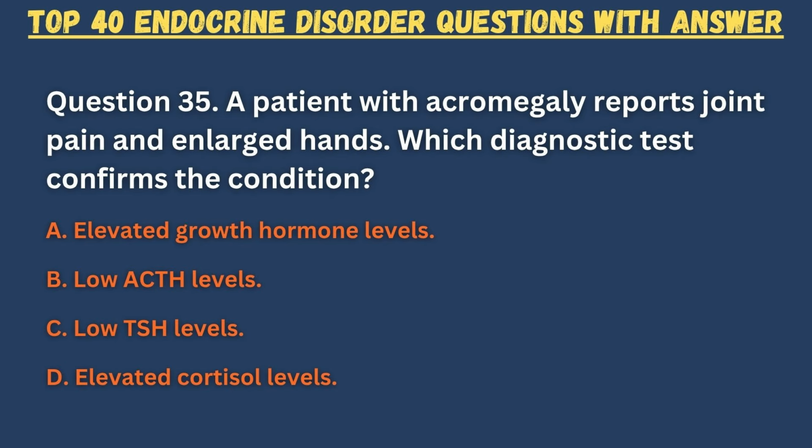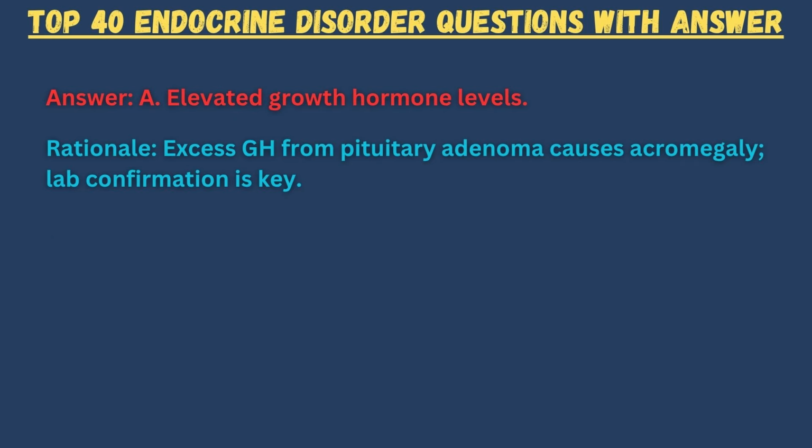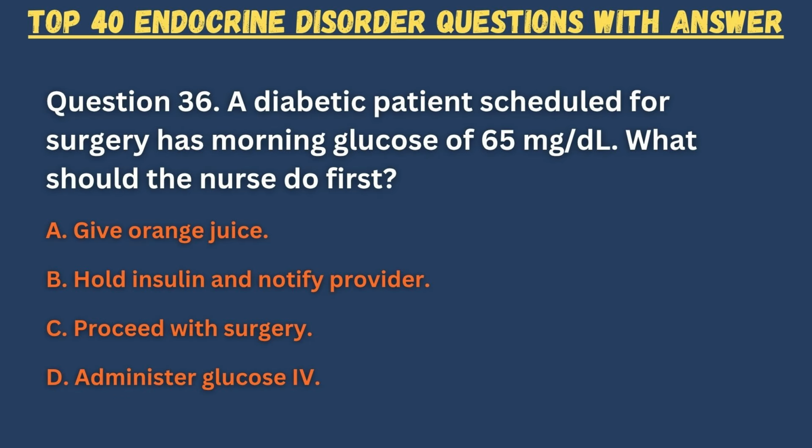Question 35. A patient with acromegaly reports joint pain and enlarged hands. Which diagnostic test confirms the condition? A. Elevated growth hormone levels. B. Low ACTH levels. C. Low TSH levels. D. Elevated cortisol levels. Answer. A. Elevated growth hormone levels. Rationale. Excess GH from pituitary adenoma causes acromegaly. Lab confirmation is key.